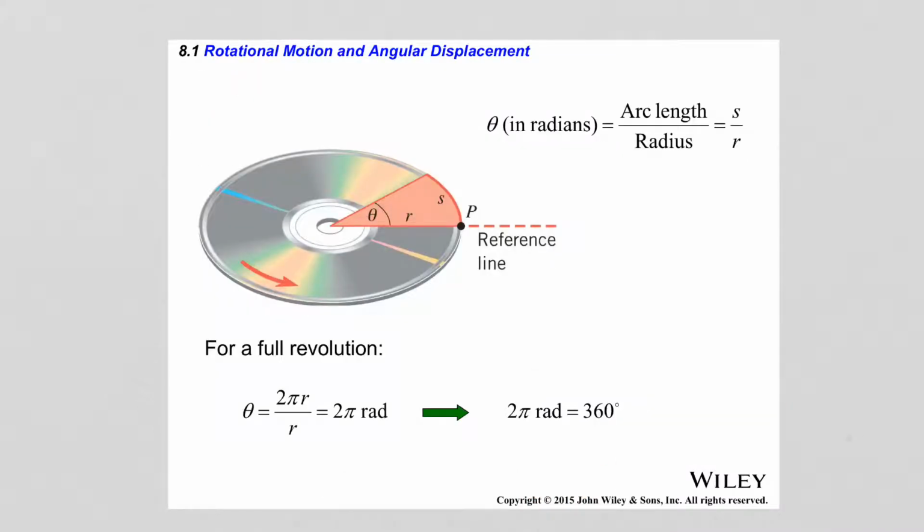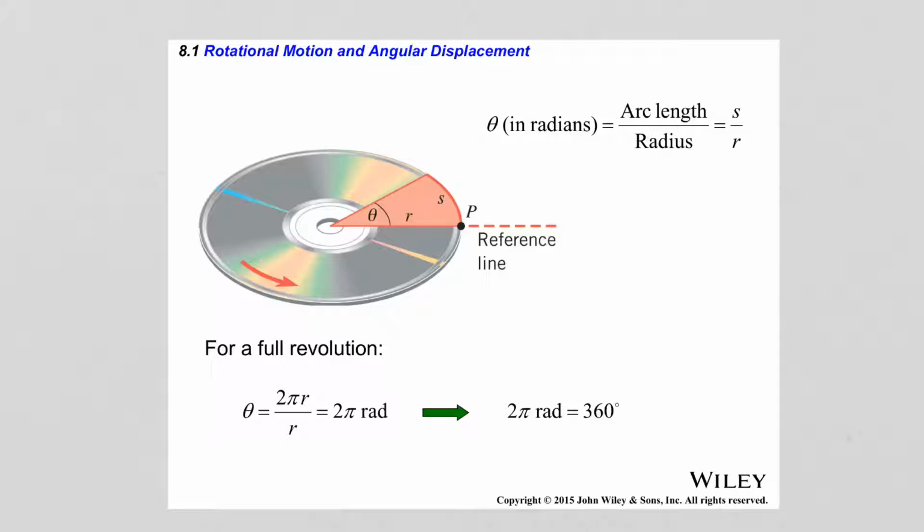Let's see how the radian is defined. Again, here is our CD that rotates in counterclockwise direction. If I consider a point on the edge of this CD, after rotating through an angle theta, this point will have traveled a distance that is equal to the length of arc s on the edge of the CD. And if the radius of the CD is r, then the angle theta in radians will be equal to the arc length s divided by the radius r.